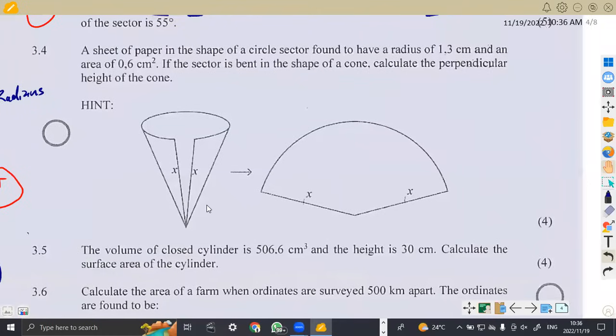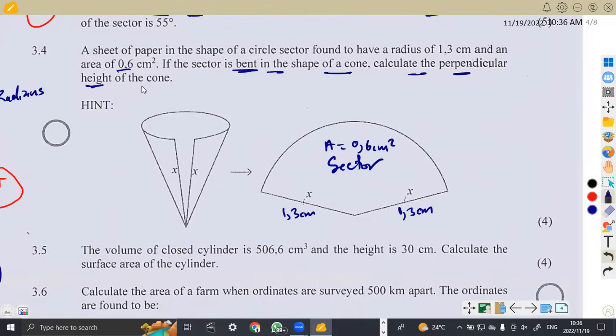In 3.4, we are given that there's a sheet of paper in the shape of a circular sector, which is this one. This is the sector that we are given, of radius 1,3 centimeters, and an area of 0,6. We are also given the area, which is 0,6 square centimeters. If the sector is bent into the shape of a cone, calculate the perpendicular height of the cone.